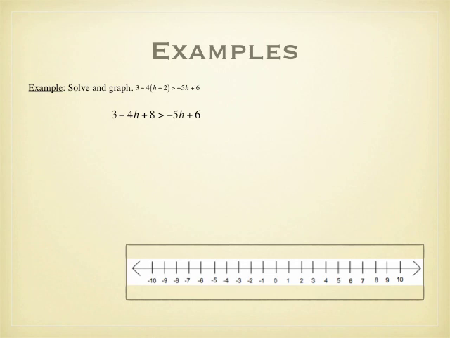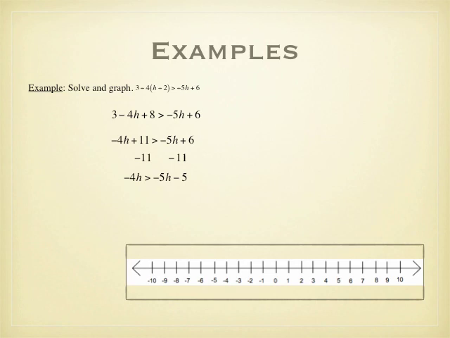First step is to clear parentheses, and I did that. My next step is to combine like terms. On the left-hand side, I have two like terms. The 3 and the 8 can be combined. So I get -4h plus 11 is greater than -5h plus 6. Okay, now I want variables to one side, constants to the other. So if I subtract 11 from both sides, I get -4h is greater than -5h minus 5.